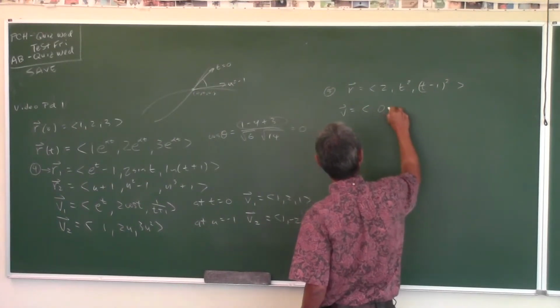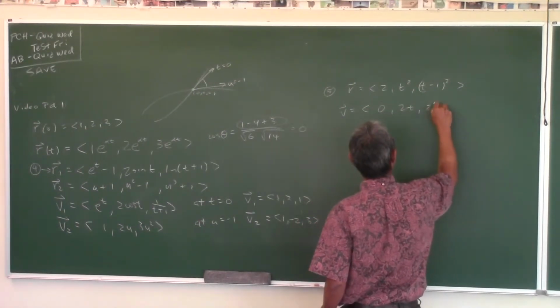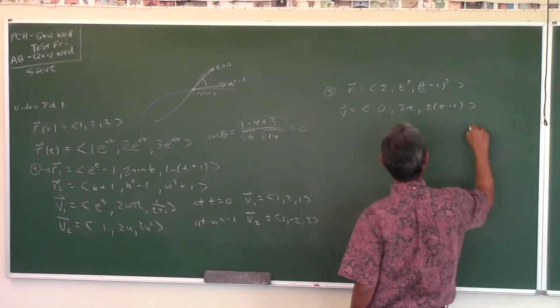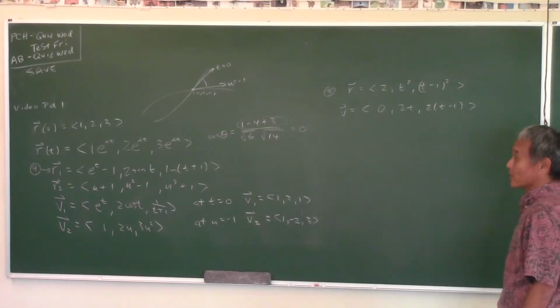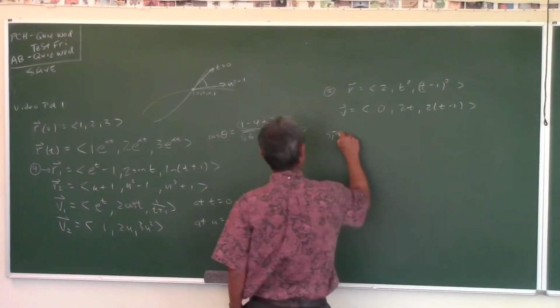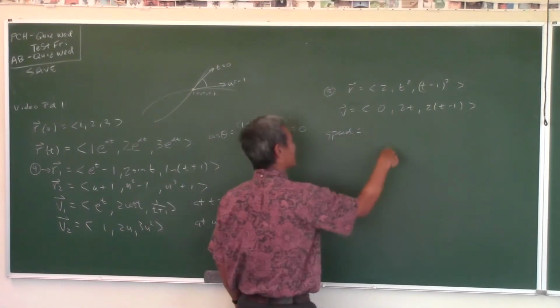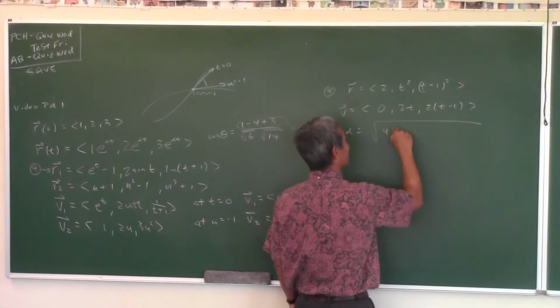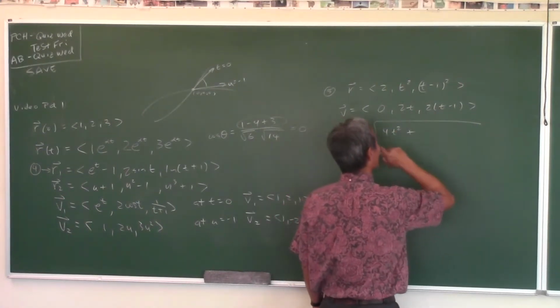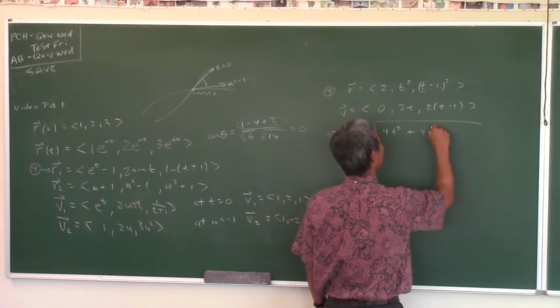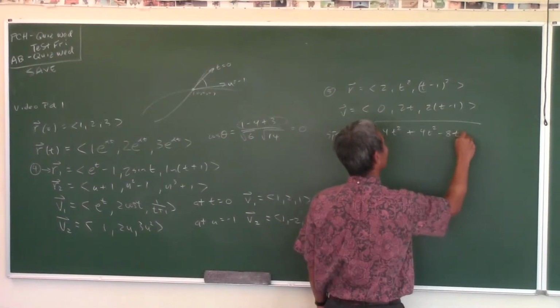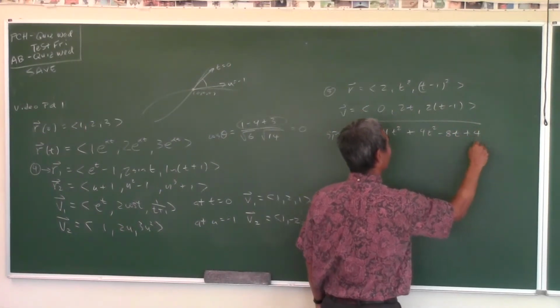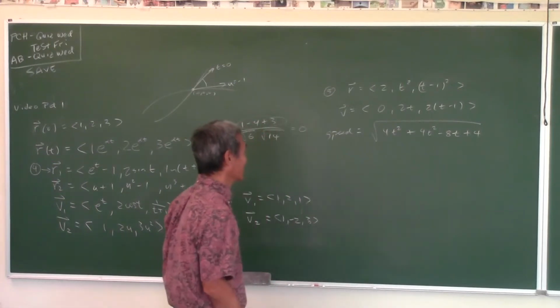That's easy. 0, 2t, 2t minus 1. Did I do that correctly? So the speed then is equal to the magnitude of that. So that's the square root of this squared plus this squared, let's save some time, plus this squared. Oh, 4t squared minus 8t plus 4. Did I do that correctly?